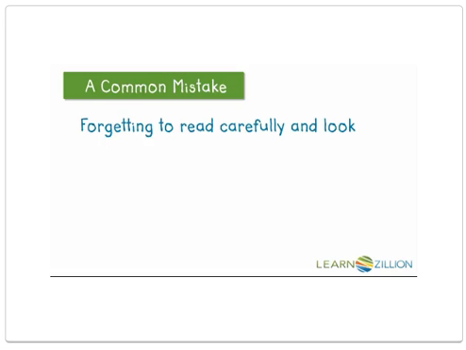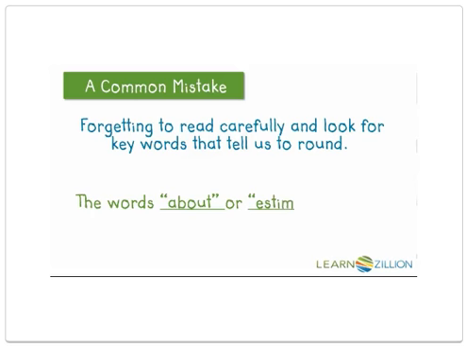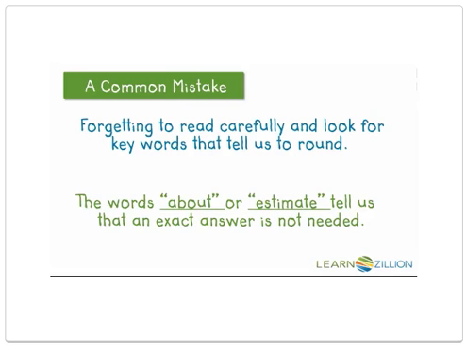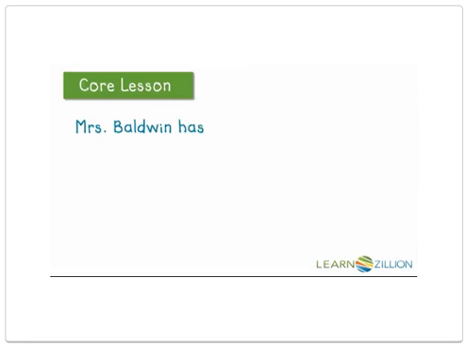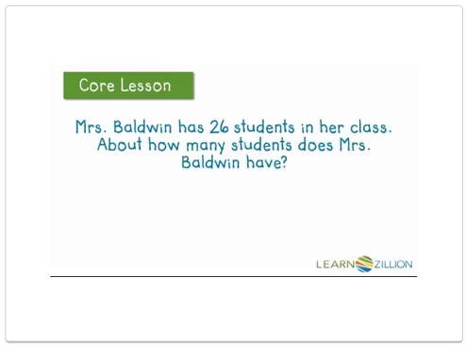A common mistake that many students make is forgetting to read carefully and look for keywords that tell us to round. The words about or estimate tell us that the exact answer is not needed. Let's look at this problem again. Miss Baldwin has 26 students in her class. About how many students does Miss Baldwin have? The word about tells us that we need to estimate. In this problem, I'm going to round to the nearest 10 because rounding to the nearest 100 would either give us 0 or 100. So that would not be an accurate estimate.